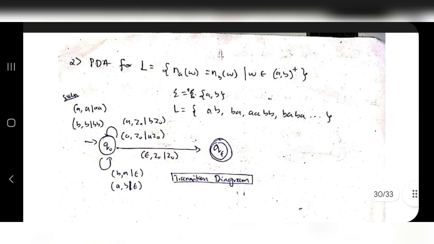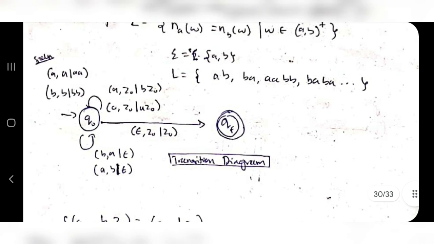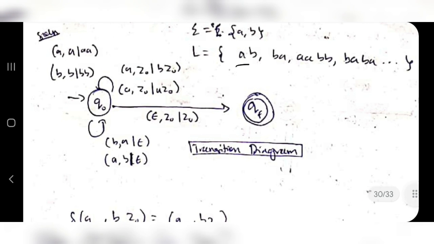Let's discuss the second question. In the second question, we have been given: design an automata for L equal to the number of A's and the number of B's should be equal. If it is equal, the strings can be AB, BA, AABB, which means the number of A's and B's are equal in the string. So how will we approach this question? Q naught is the starting state and QF is the final state.